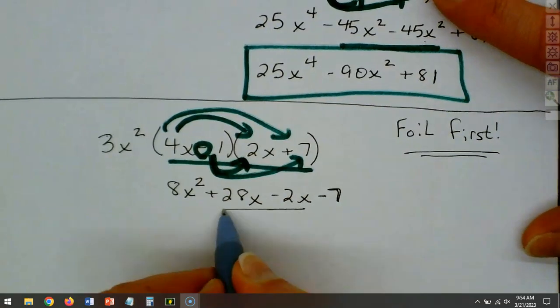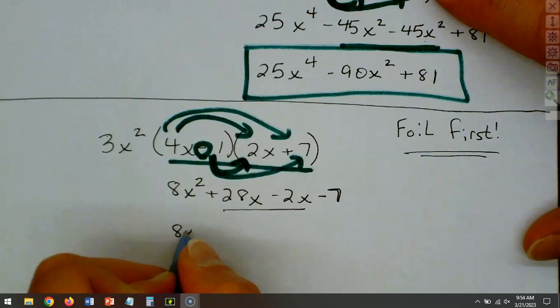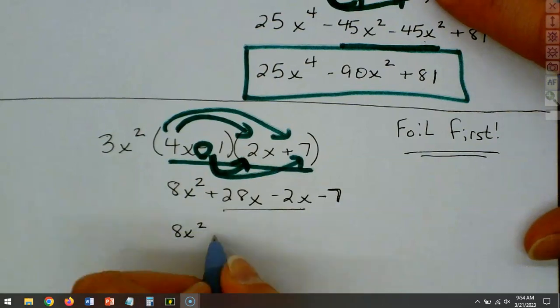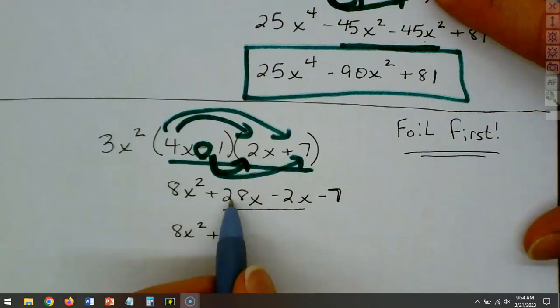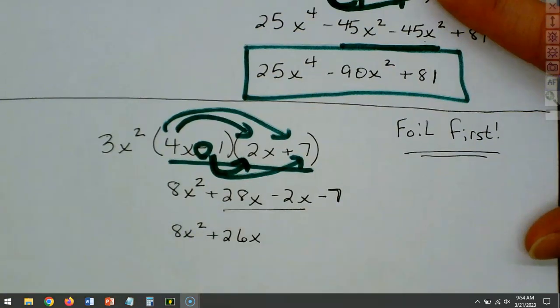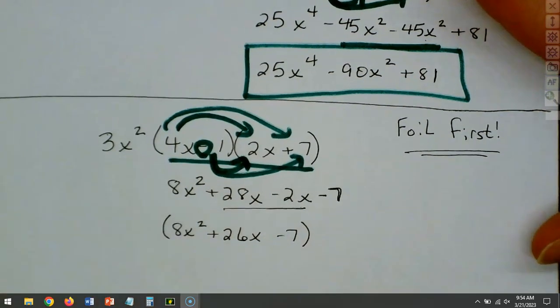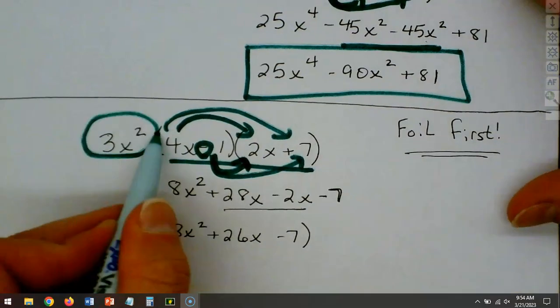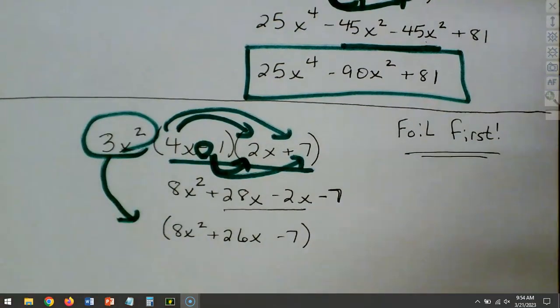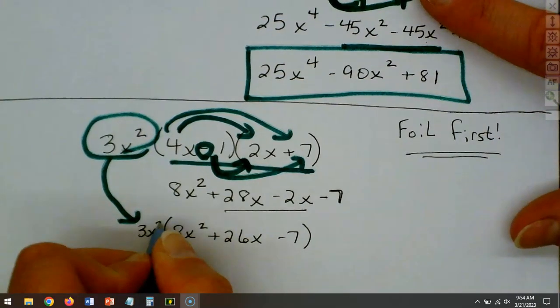The middles, again, can go together. Now we have 8x squared plus, we're going to add these together, 26x, because 28 minus 2 makes it a 26, and a minus 7. And do not forget what is still out front. What's still out front is that 3x squared.